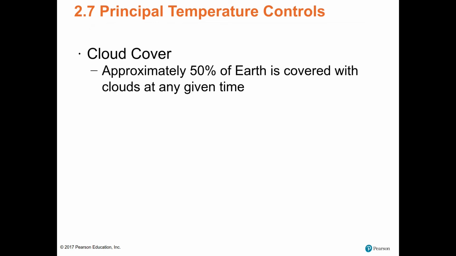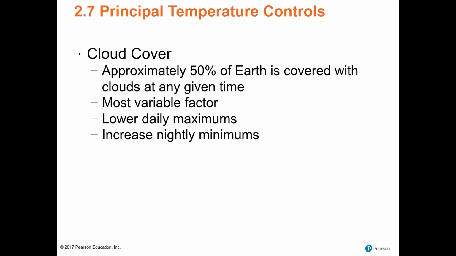Clouds moderate. They don't really make it hotter or colder. They just moderate temperatures. Clouds are very important. Understanding clouds is important to understanding Earth's energy balance and energy budget and how energy flows around Earth. As a temperature control, it makes the daily maximums lower and the nightly minimums higher. So it acts to moderate temperature. So you'd still have the same average temperature, right? So cloud cover just moderates temperature for the most part.